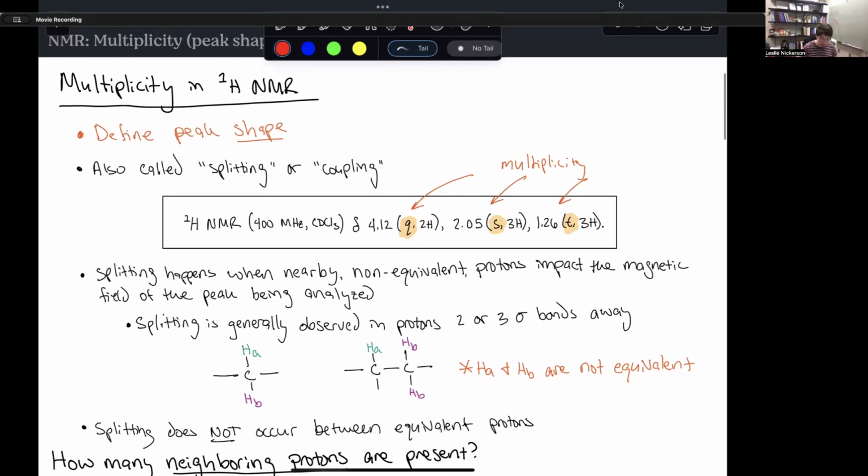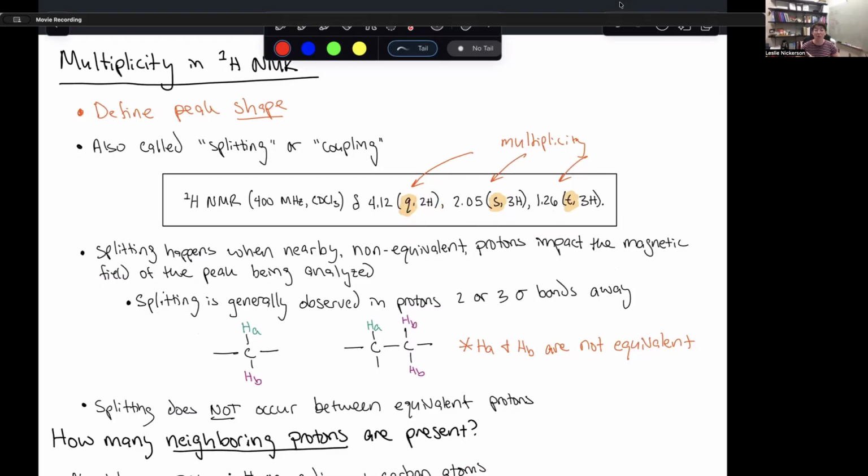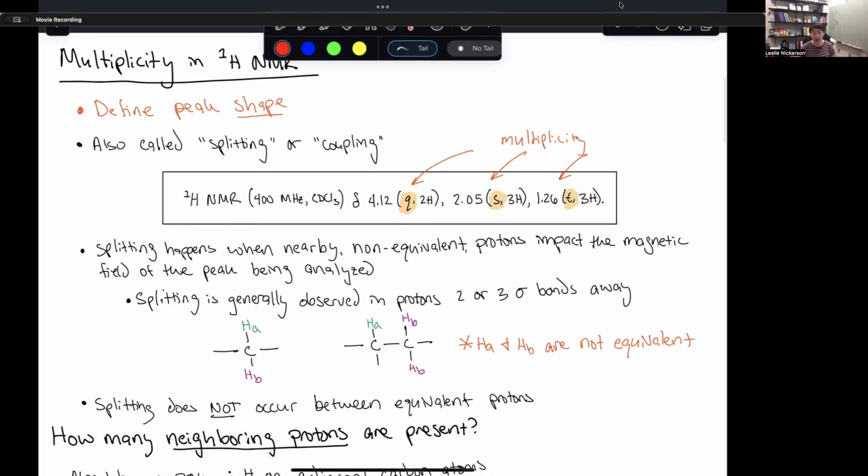So splitting happens when you have nearby non-equivalent protons impacting the magnetic field of the peak that you're looking at. In this case, the peak that shows up at 4.12 is a quartet integrating to 2. So this tells you about the chemical environment of that peak, this tells you about the number of protons around it, and this tells you how many protons actually are part of that environment. It is a little bit much in terms of information, so just keep that in mind and keep practicing as usual.